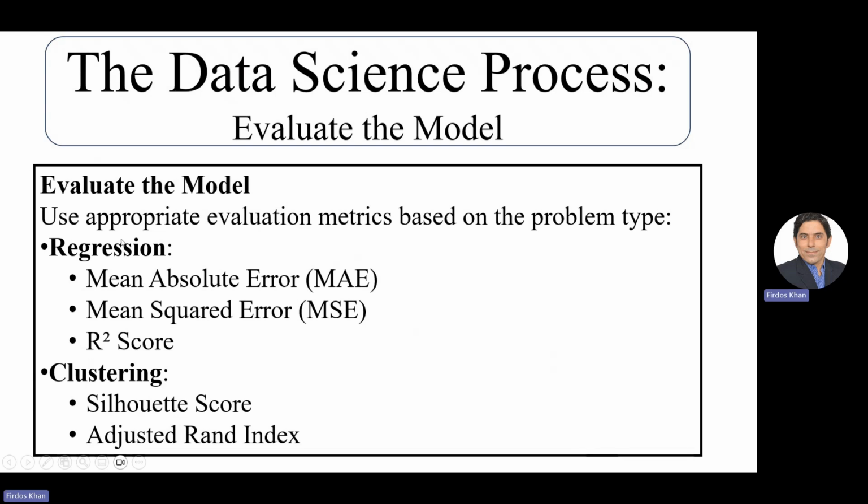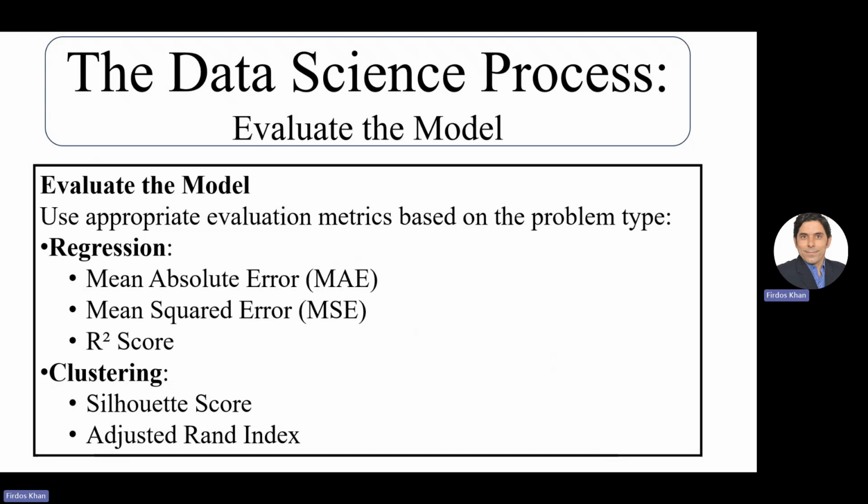Now for regression, you can use mean absolute error, mean squared error, and R squared. And for clustering, you can use silhouette score and adjusted Rand index. You should know about these things; you can search and learn about them. The purpose of showing these here is to tell you that you can choose the appropriate metric for model evaluation.